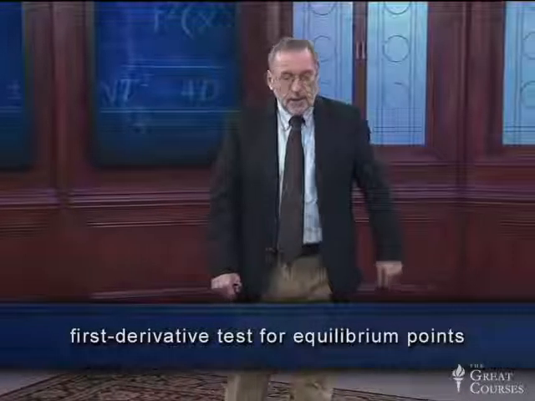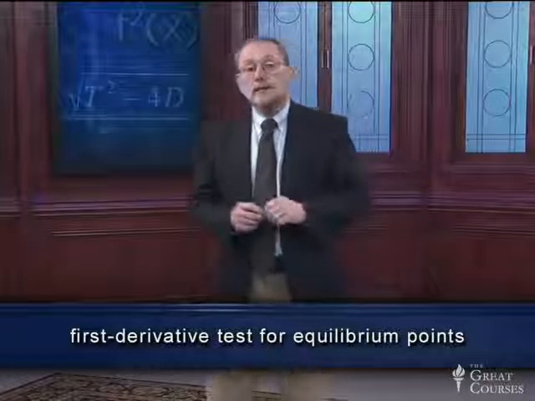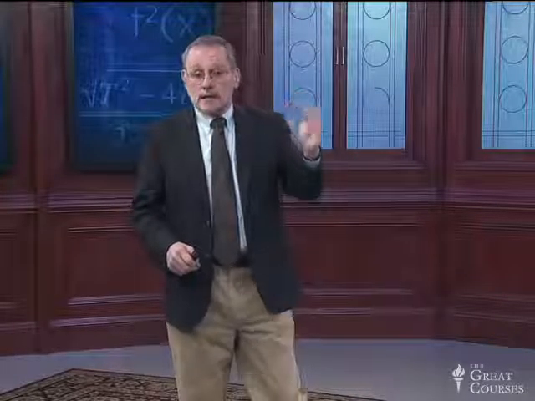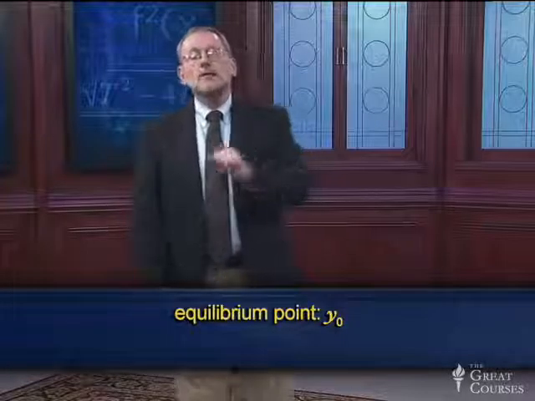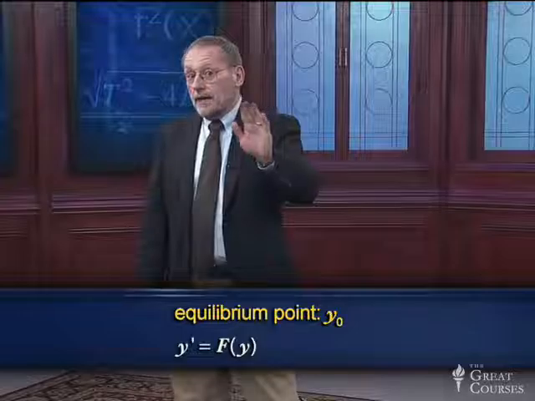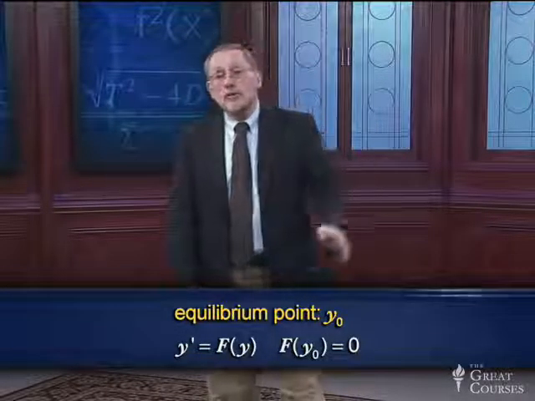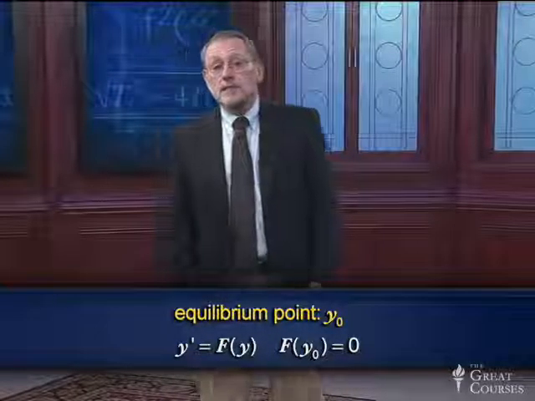So let's now turn to the first derivative test for equilibrium. This will be a test from calculus that allows us to determine immediately whether our equilibrium point is a sink or a source. Okay? And then, with that information, we can immediately sketch the phase line. So, here's what we'll do. Suppose we have an equilibrium point at y0. Our differential equation is y prime is f of y, so that means f of y0 equals 0. So the graph of f crosses the y-axis at the point y0.